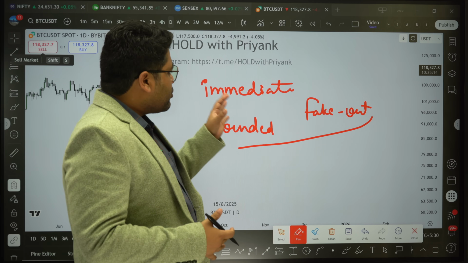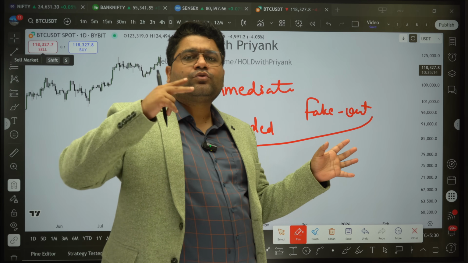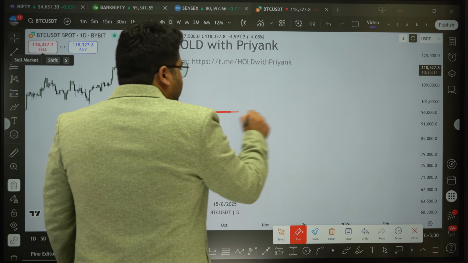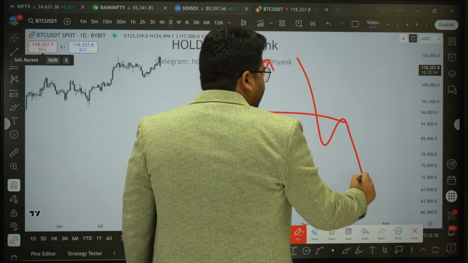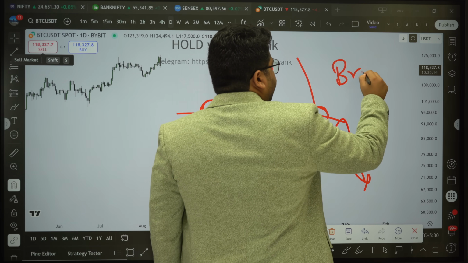All right. So immediate fake out and rounded fake out. These are two concepts which I usually use to trade failed breakouts. What is a breakout? Whenever price breaks above any level and goes like this, or price breaks below the level and goes like this, that phenomenon is called a breakout.